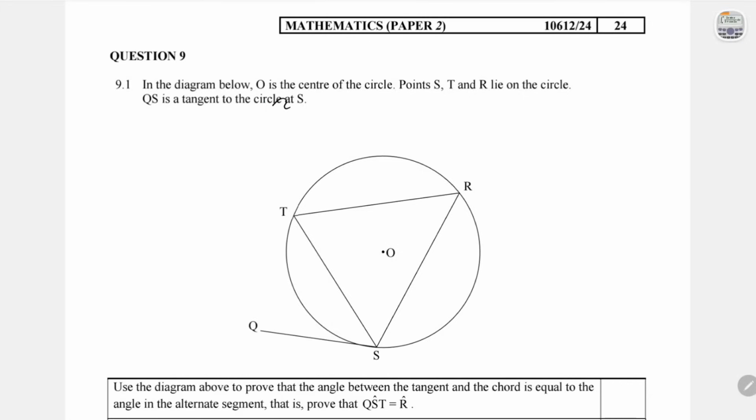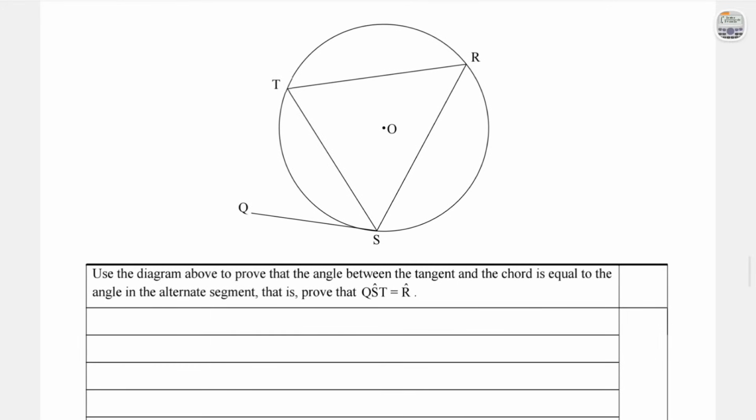Question 9.1 says, in the diagram below, O is the center of the circle. Points S, T, and R lie on the circle. QS is a tangent to the circle at S. And they want us to use the diagram above to prove that the angle between the tangent and the chord is equal to the angle in the alternate segment. That is, prove that angle QST is equal to angle R.